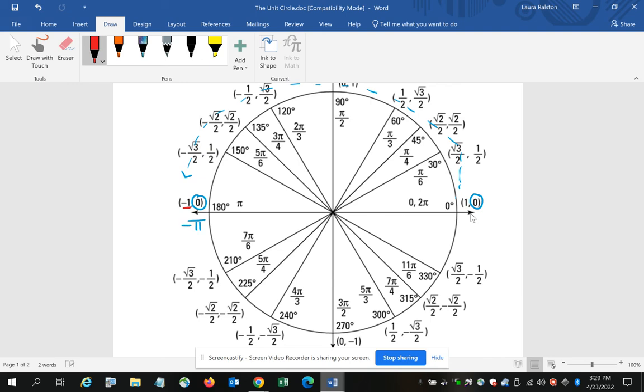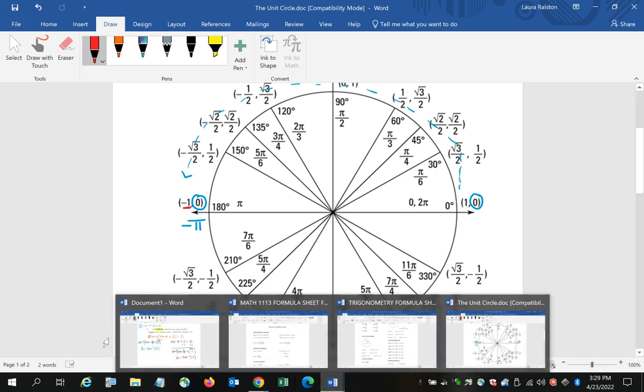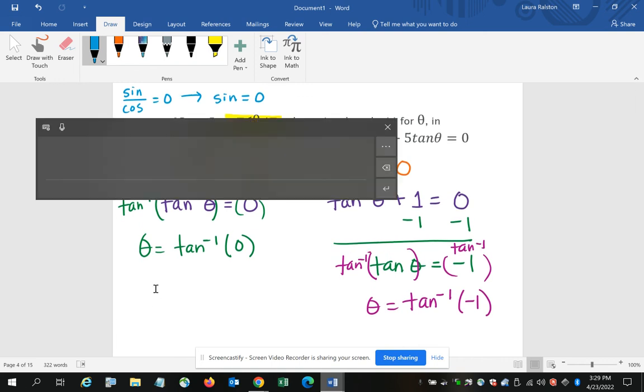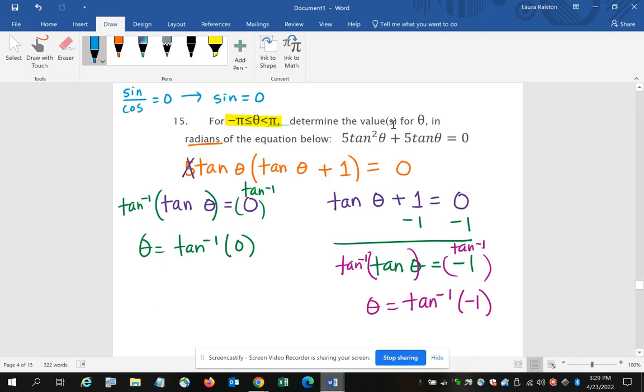Now here again, this is where you've got to be careful, guys, because you were told your answers need to be between negative pi, including negative pi, and pi. So my answers here are going to be theta equals 0 and negative pi. Yes, I know it is also at positive pi, but notice in this interval, positive pi is not included. So be careful. Be careful.